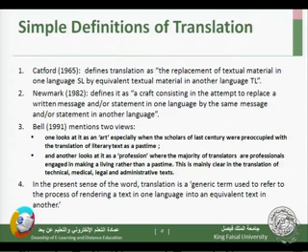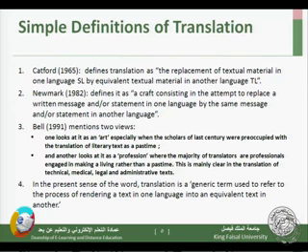Now, there are so many definitions of translation, and translation has gone through so many developments in theory and practice. What I've done, I've given you first some simple definitions of translation, and then we build on that. I have selected about 3 or 4 simple definitions.